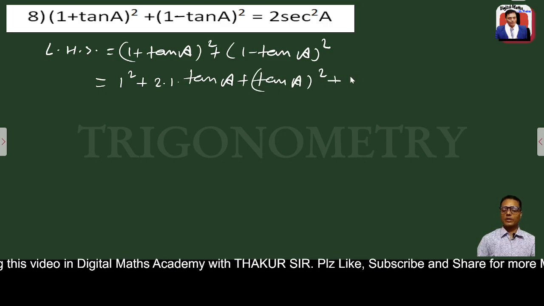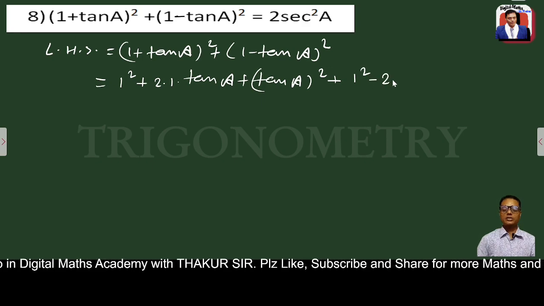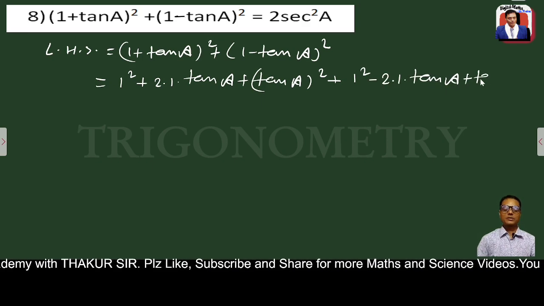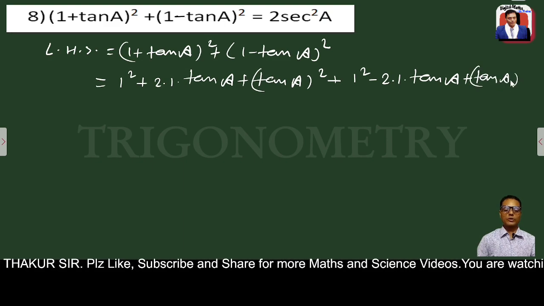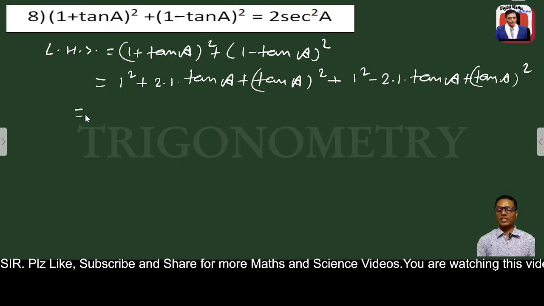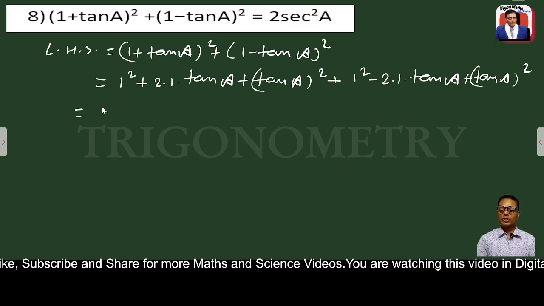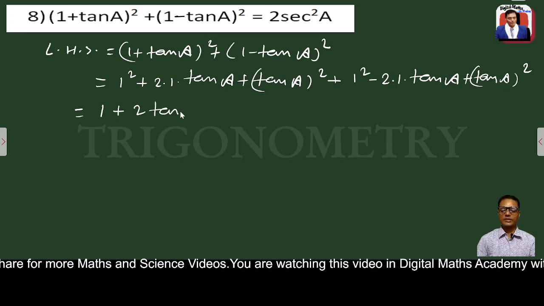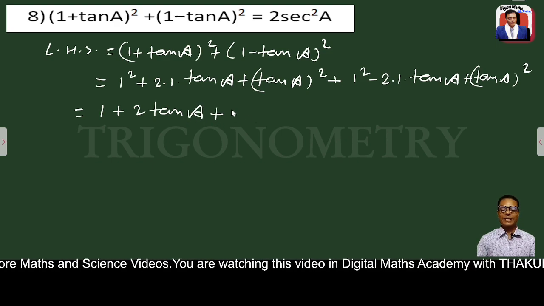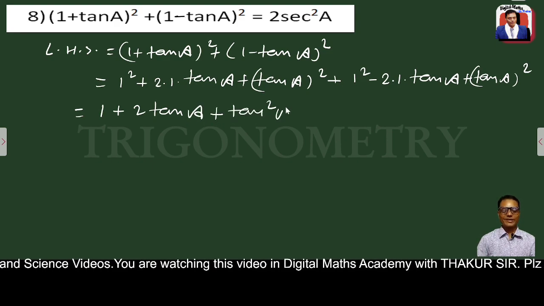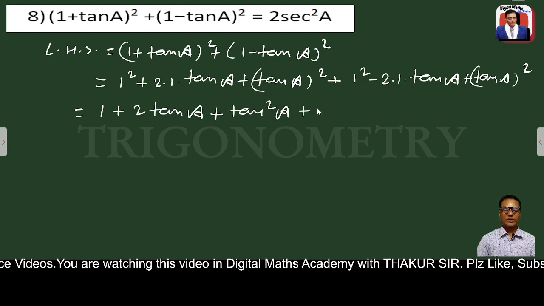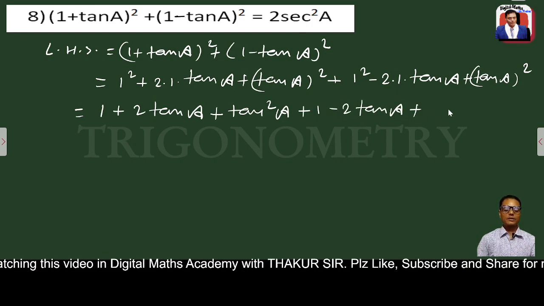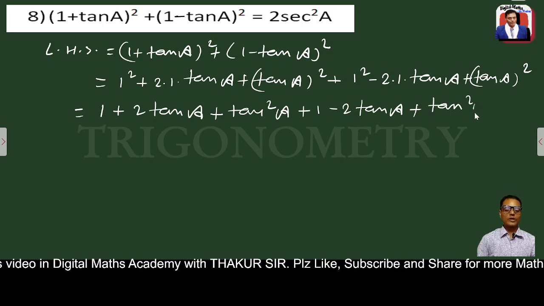Likewise, for the other part, we can write 1² − 2·1·tan a + (tan a)², because we know the formula for (a + b)² and (a − b)². So 1² is 1 here, plus 2 into 1 is 2 tan a, and (tan a)² means tan² a, right? Plus also 1 − 2 tan a, and here also tan² a.